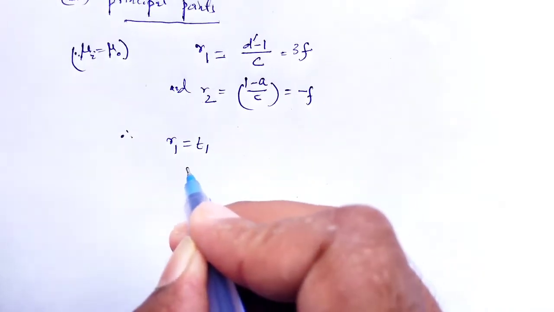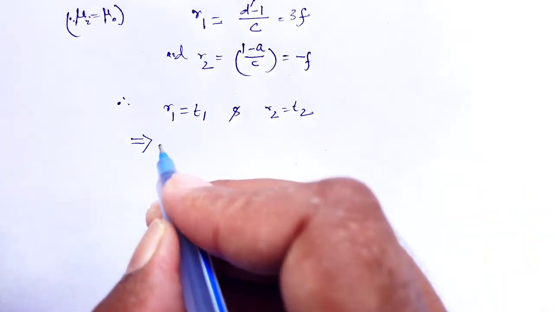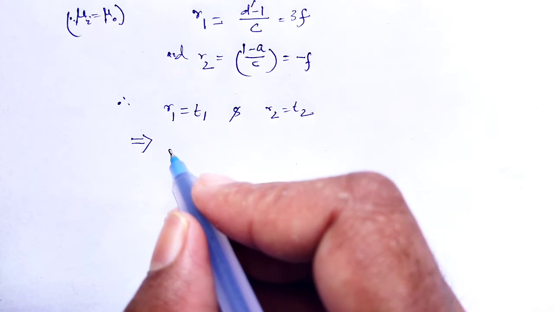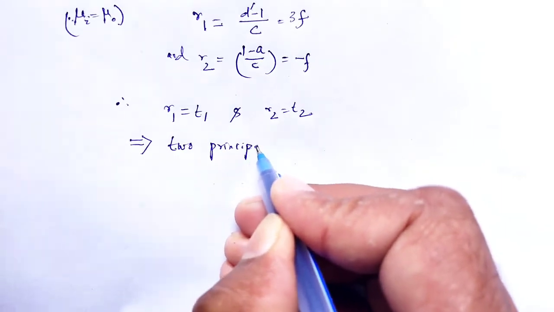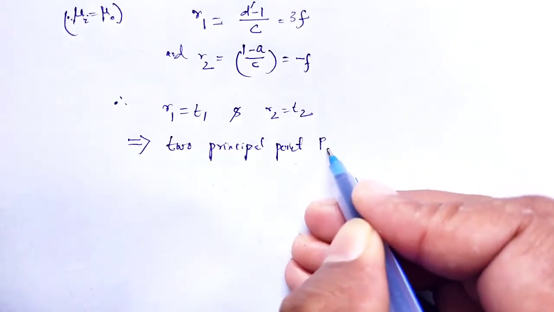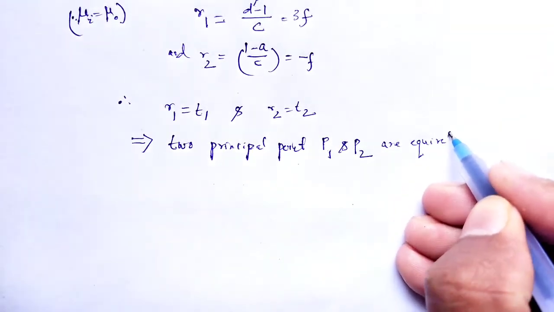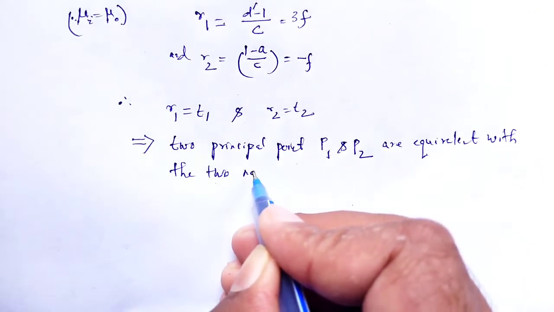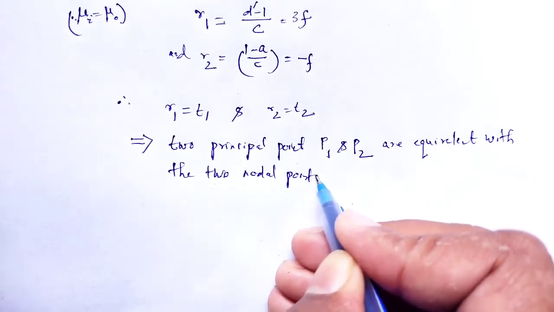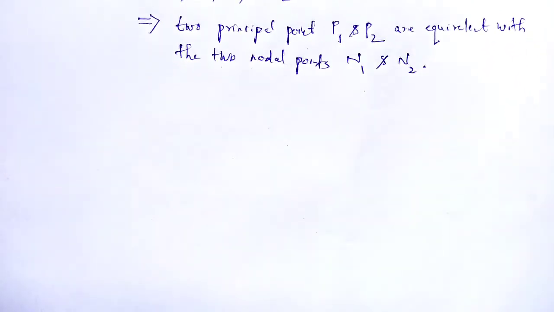Therefore R1 is equal to T1 and R2 is equal to T2, meaning the principal points P1 and P2 are equivalent to the two nodal points N1 and N2. Now in the figure we can locate these cardinal points.